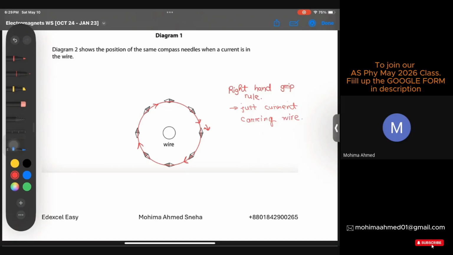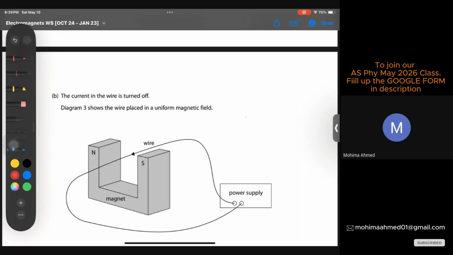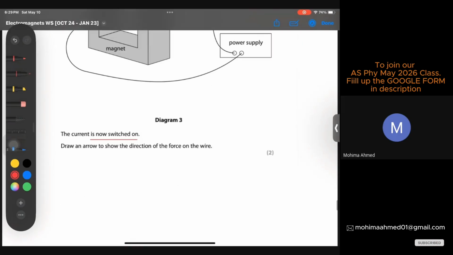Thus, for current carrying wires we use the right hand grip rule. And if I'm using a current carrying wire with a permanent magnet, that's your Fleming's left hand rule. Now I have to use Fleming's left hand rule for this question. Left hand rule.